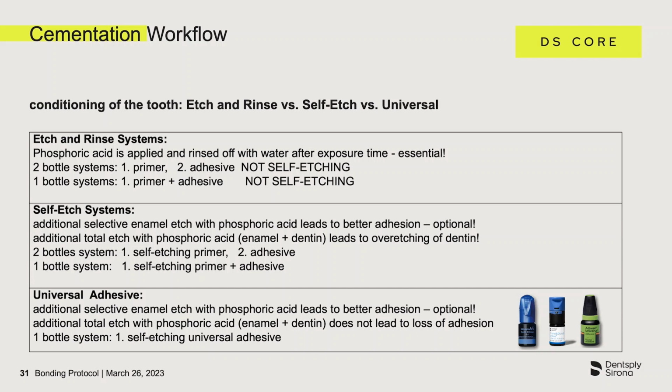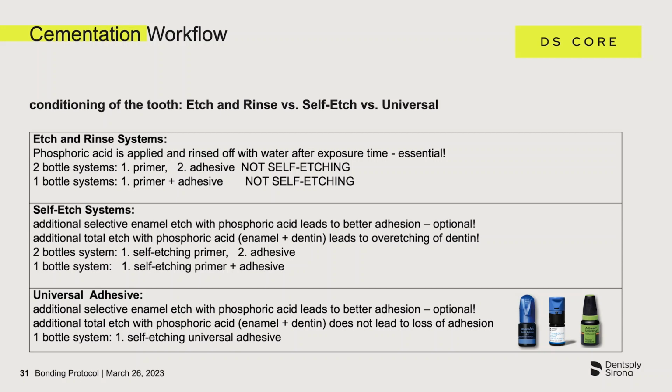Here too, there are single bottle systems and two bottle systems. Both variants contain a self-etching primer. In the two bottle system, the adhesive is in an extra bottle, and in the one bottle system, the adhesive is included in the bottle of the self-etching primer.